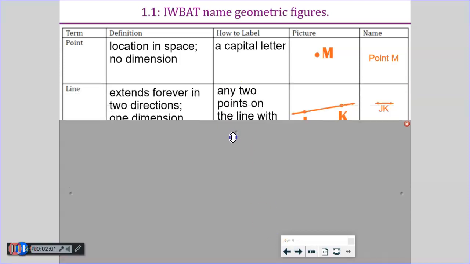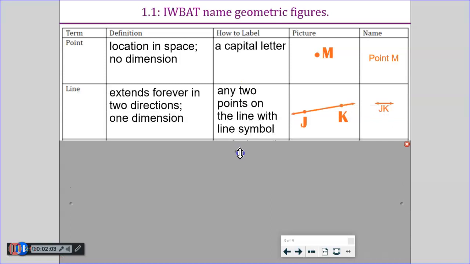Next is a line. A line extends forever in 2 directions and it is one-dimensional. Any 2 points on a line can be used to label the line with the line symbol on top. So for example, I could call this line JK. Alternatively, I could also call this line KJ, and that would be an equally correct name.